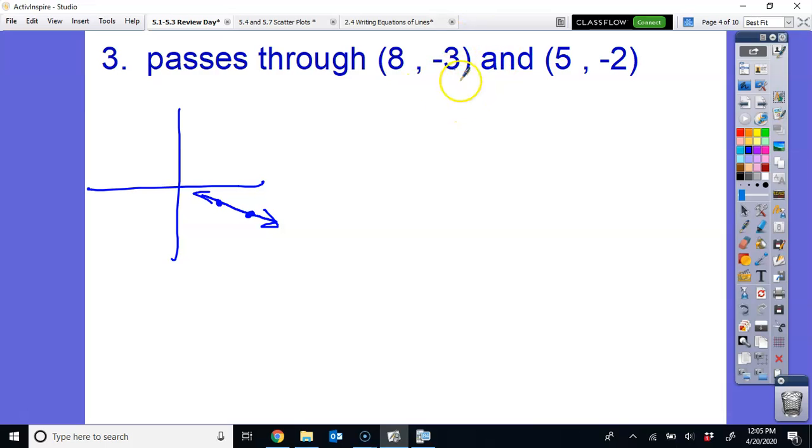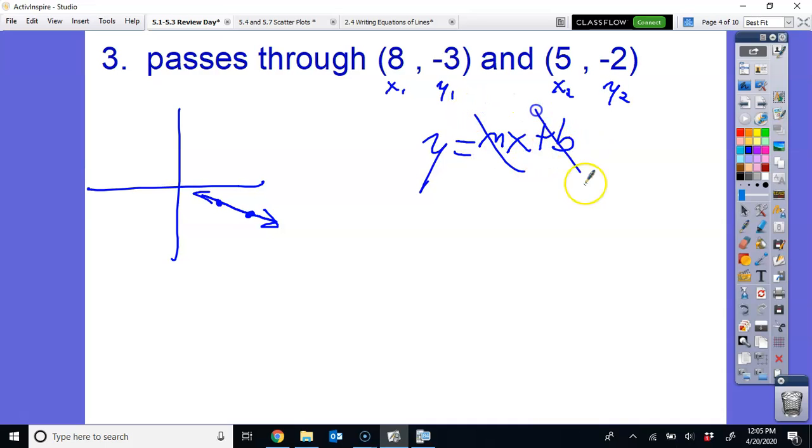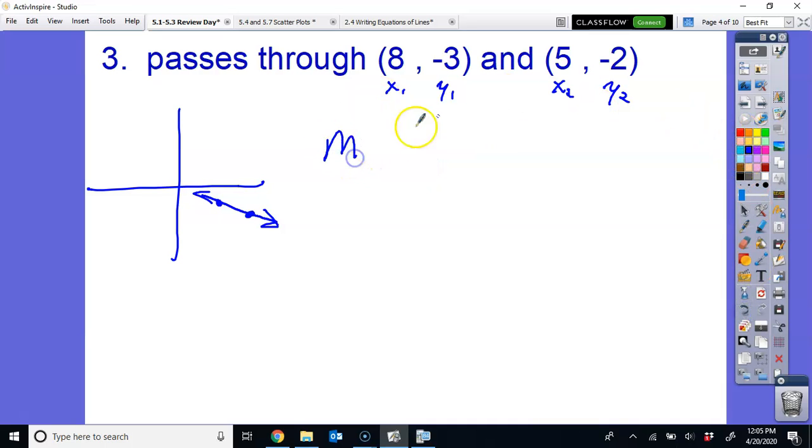The difference is now you have 2 points. You have x1 and y1, and you have x2 and y2. You don't have m, and you don't have b. You don't have either one. So we need to find both of them. So specifically, we want to find first the m. We want to find the slope first.